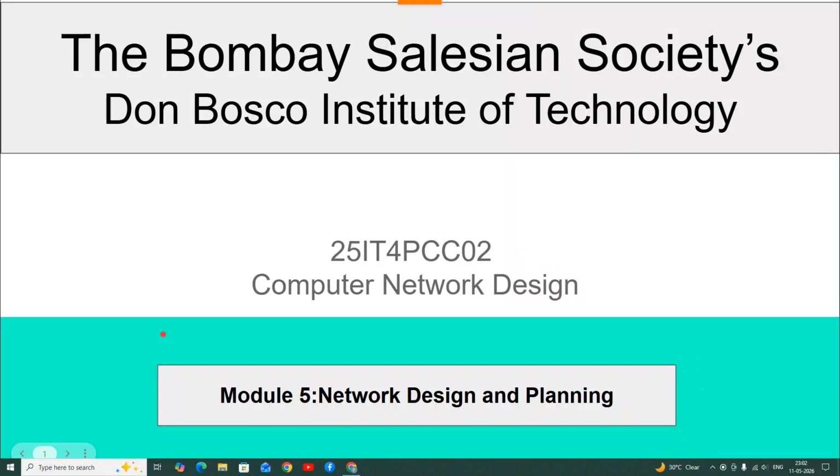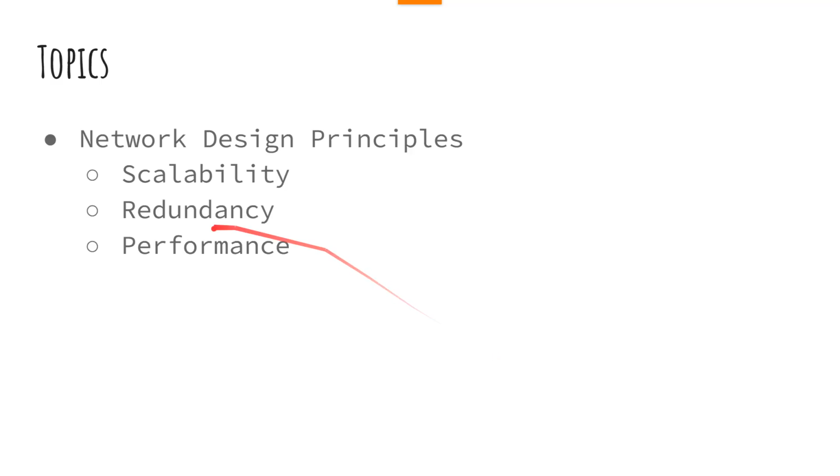And welcome to module 5, network design and planning. So in this module we are going to study the network design principles, and there are three principles which we are going to focus on: scalability, redundancy and performance.